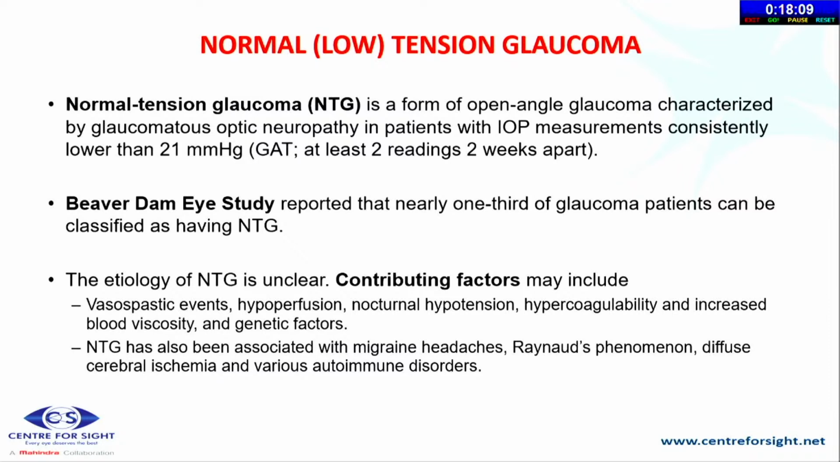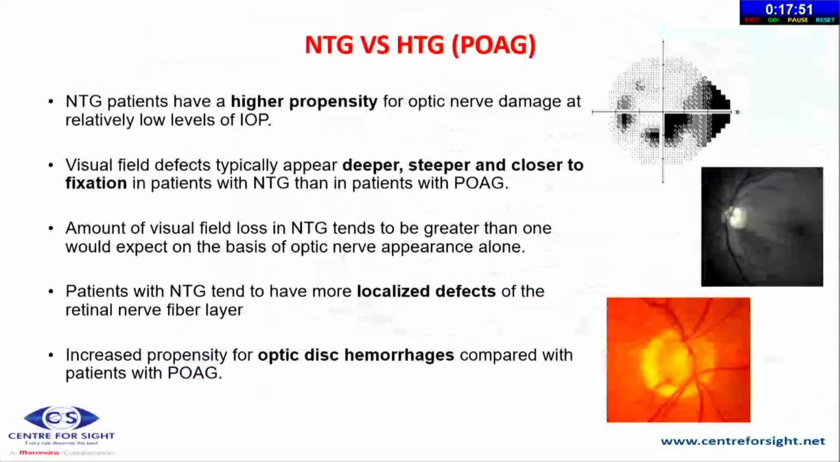Etiology: because it's a primary glaucoma, it's unclear, but the contributing factors are vasospastic events, hypoperfusion, nocturnal hypotension, and it has been associated with migraine, Raynaud's phenomenon, cerebral ischemia, and other autoimmune diseases also.